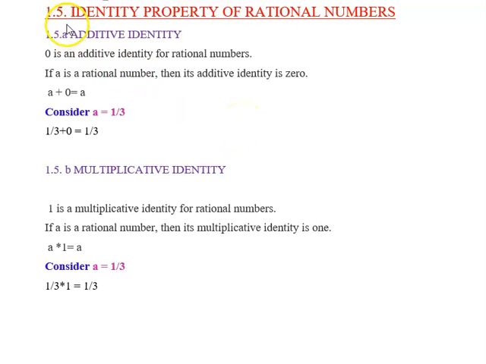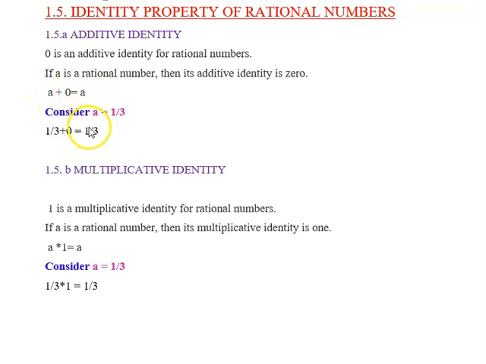In this video, we are going to see the identity property of rational numbers. The first identity property is additive identity. 0 is an additive identity for rational numbers. If A is a rational number, then its additive identity is 0. That is, if you add 0 with any rational number, you will get the same rational number.